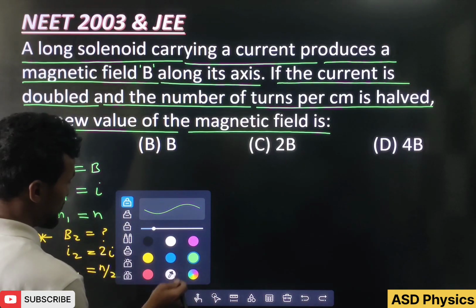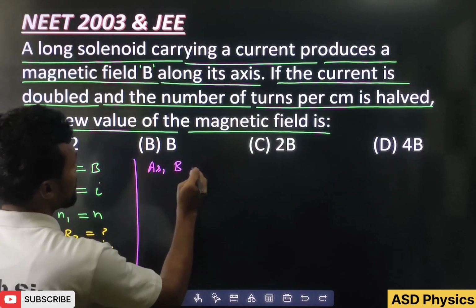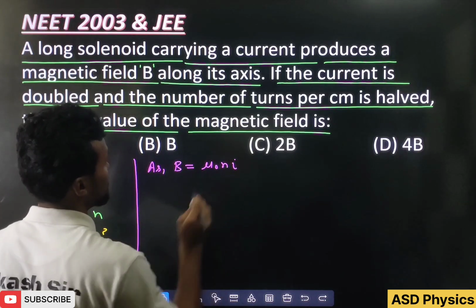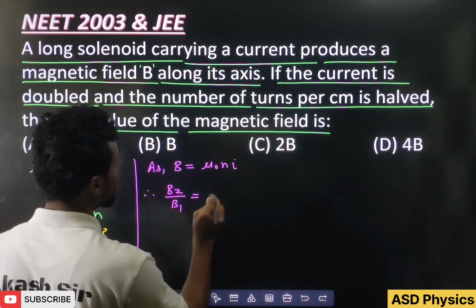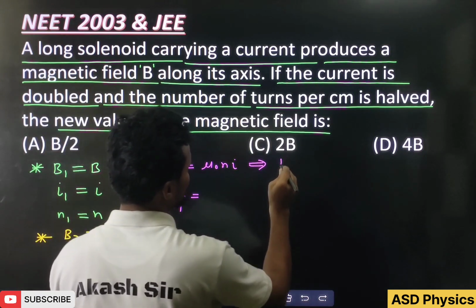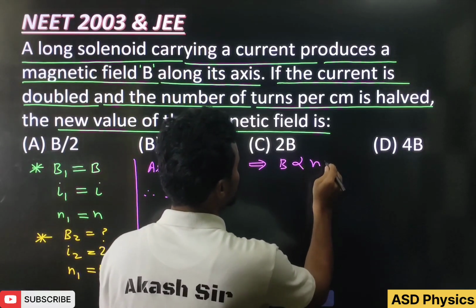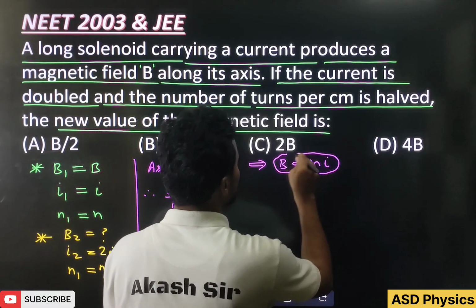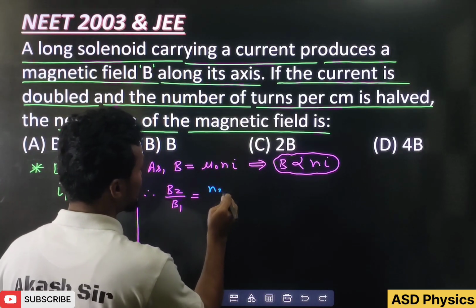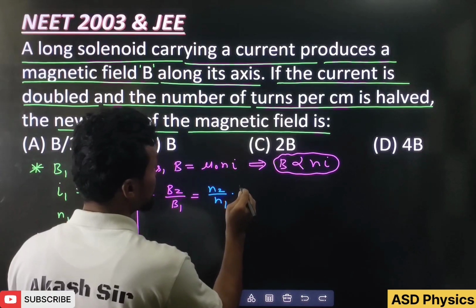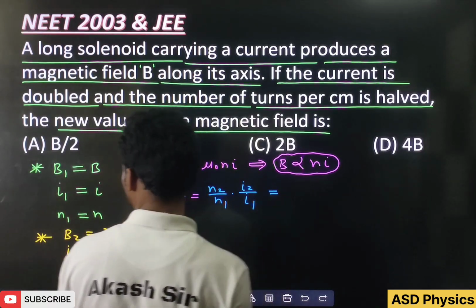Now, B equals mu naught N I, this is the formula. Hence, to get B2 by B1 we need the proportional formula. B is directly proportional to N into I, since mu naught is constant and the medium is the same. So we can write B2 by B1 equals N2 by N1 into I2 by I1.